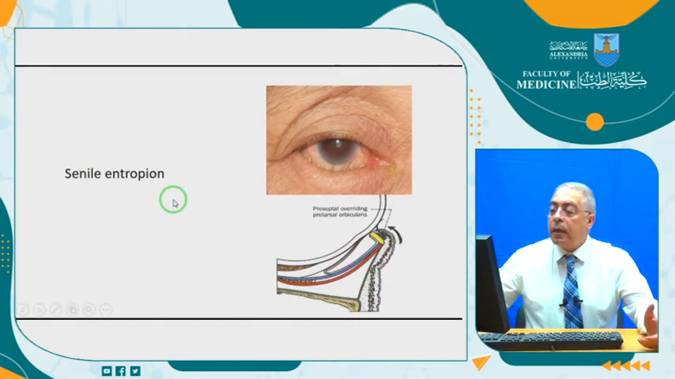Another type of the entropion is the senile one. In this diagram, the yellow part is the tarsus, and the red one is the lower eyelid retractors, which give support to the lower edge of the tarsus. If it is weakened, the tarsus is rolled in and the lid margin is rolled in, with resulting rubbing and irritation of the lashes to the ocular surface.